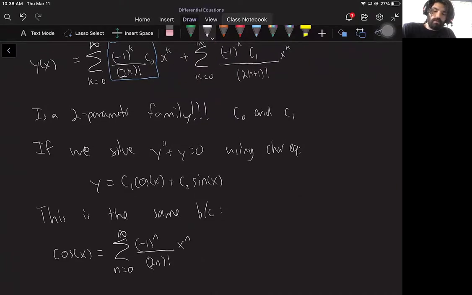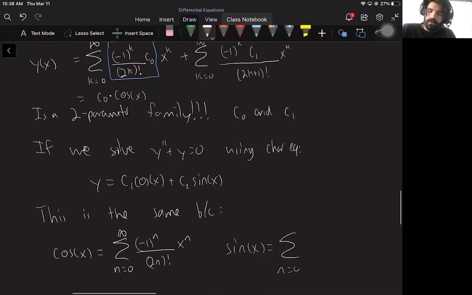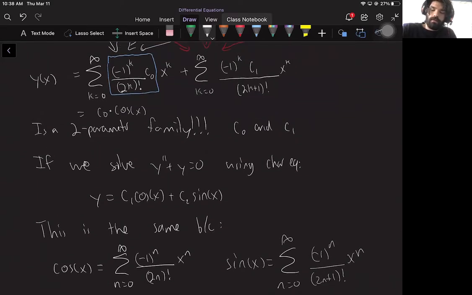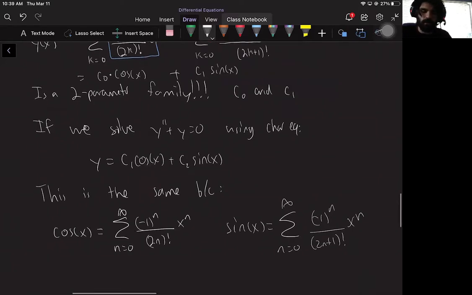So this thing, if I take out the C0, this is just cosine of x. And guess what? This other series is secretly sine, which you may have also learned a long time ago. This is the series representation of sine. So if I just take out the C1, the rest of it is sine of x. So it is the same solution. One's in terms of power series and the other's not.